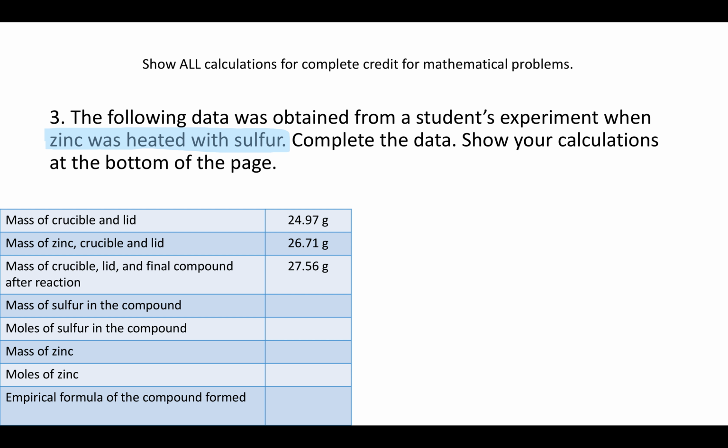Third question says, the following data was obtained from a student's experiment when zinc was heated with sulfur. Complete the data. Show your calculations at the bottom of the page. And they give you the first data points for the mass of a crucible and lid, the mass of zinc, crucible and lid, and the mass of crucible, lid, and final compound after the reaction.